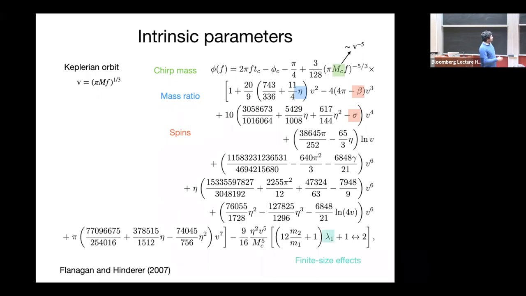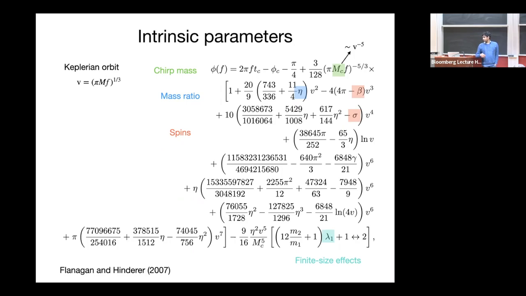Okay. And then finally, you have this extra piece here. All of the other pieces depend on things that are relevant even for binary black holes. And this last piece here is where something is different if you have matter instead of something with horizons. These are essentially describing the finite size effects.